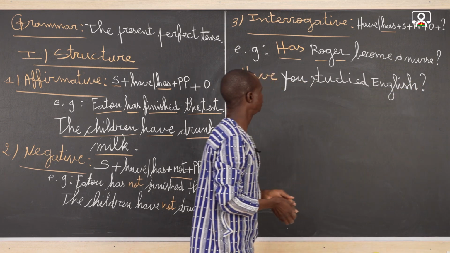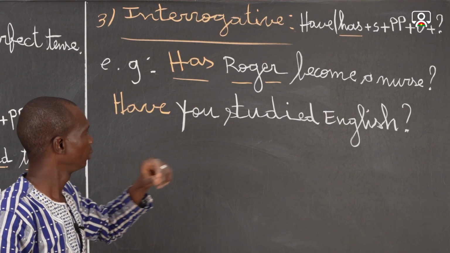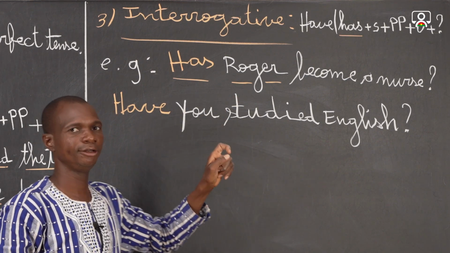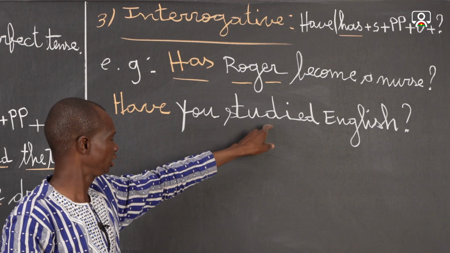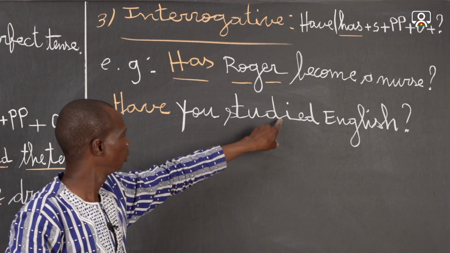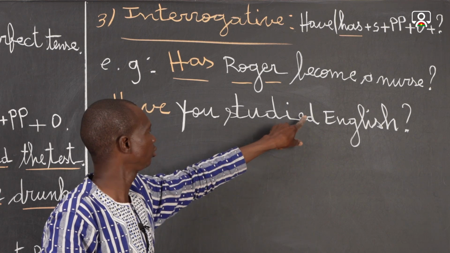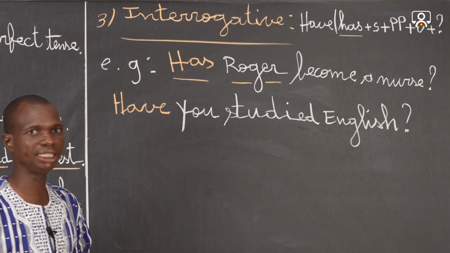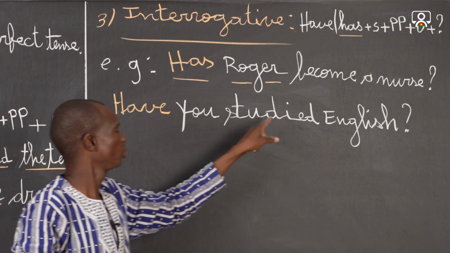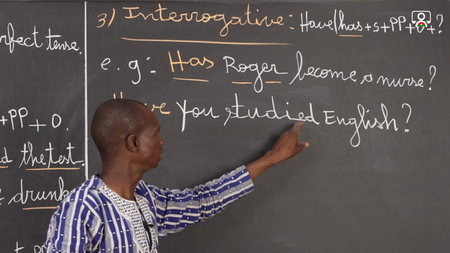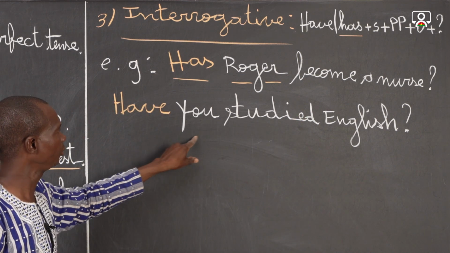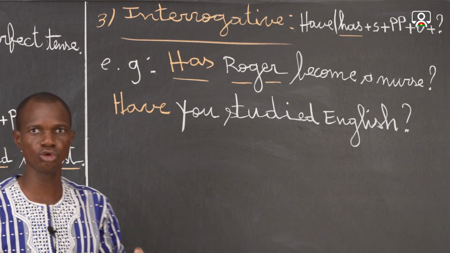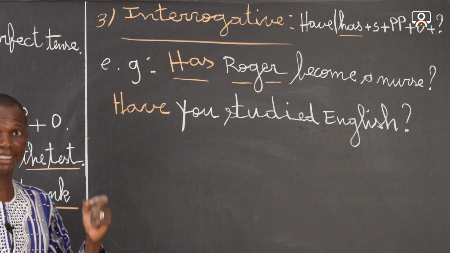Okay. Then I remind you that to get the simple past and the past participle of verbs ending in y, we replace the y with i before putting ed. That's why to study is a regular verb. We replace y with i and we put ed here. Okay, have you studied English? This is another sentence which follows the rule of formation in the interrogative form.